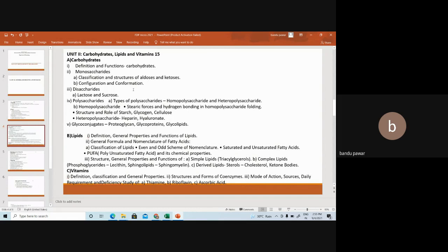Then the basic terms configuration and conformation are also important. The difference between configuration and conformation. In the second unit, it is also important to cover optically active carbohydrate, L form of carbohydrate, D form of carbohydrate, and what is meant by L form of carbohydrate and what is meant by D form of carbohydrate.